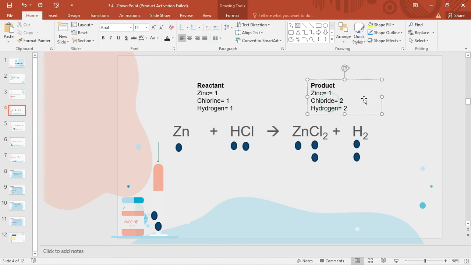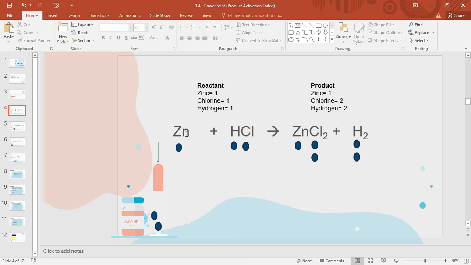Chloride. I want to say chlorine. Sorry, not chloride, chlorine. Now it's not balanced, right? So what do we do first? Balance it. First we look at zinc.